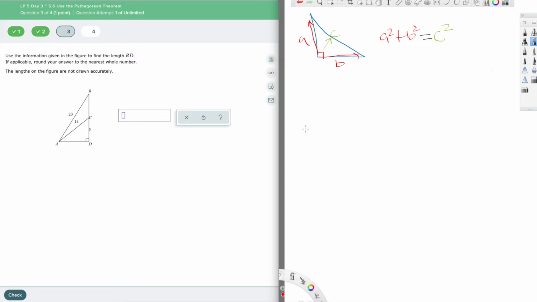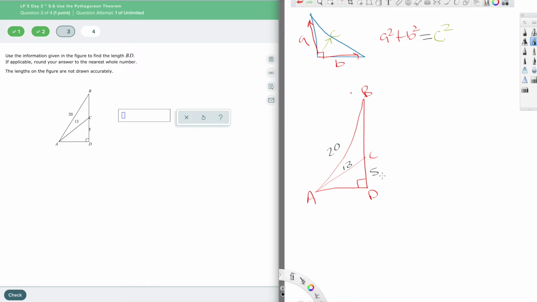Let's see. So use the information given in the figure to find the length of BD. So they want this whole side here. So let's see. I'm going to draw this. Ooh, that was not very nicely drawn. So we have A, D, C, B, like that. And then we're given some information here. AB is 20, AC is 13, and CD is 5. All right.